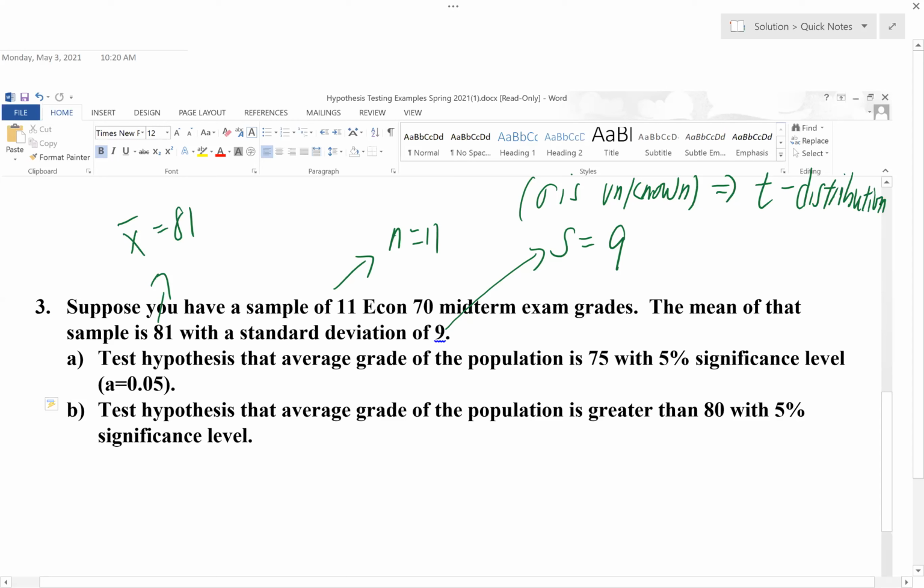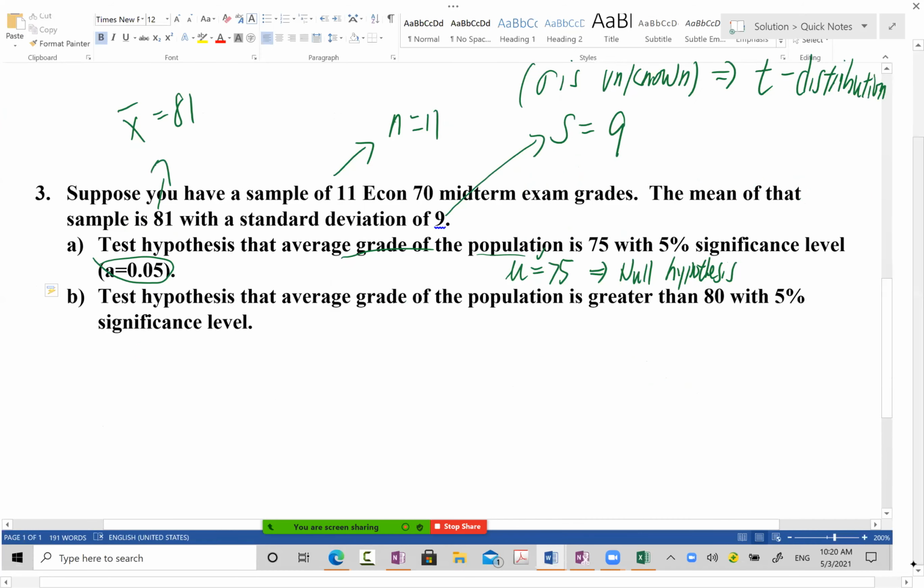And part A, test the hypothesis that the average grade of the population, the population mean, equals 75. For any school, they have more than 11 economics students taking the midterm exam. So the population could be maybe 500 students, and we're picking a sample of 11 students with their midterm exam grades. So we know we're going to test that the population mean equals 75. Since mu is equal to 75, this is exactly the null hypothesis we are talking about, because there's an equal sign here. And we also know alpha, right? Alpha is 0.05.